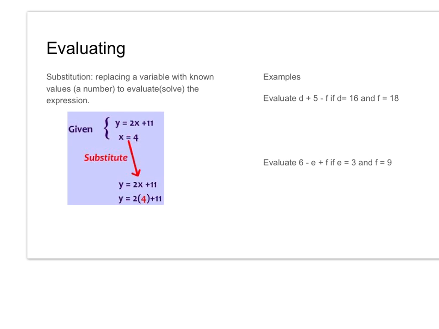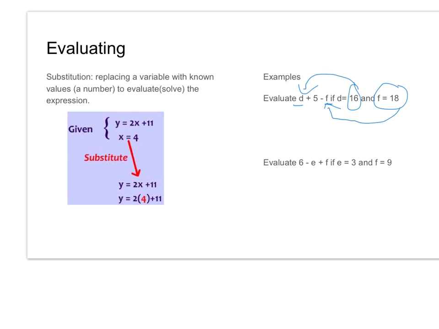So let's look at some examples. It says evaluate d plus 5 minus f if d equals 16 and f equals 18. So if you look in our problem, we have 2 variables, but they are no longer unknown because they are telling us what they equal. So you're going to take the value for d and plug it in. You're going to take the value for f and plug it in. So you should rewrite it.